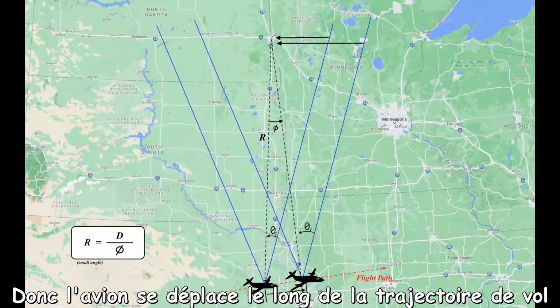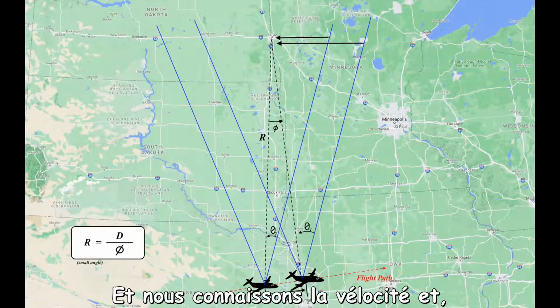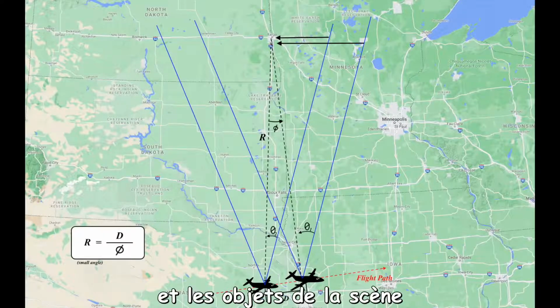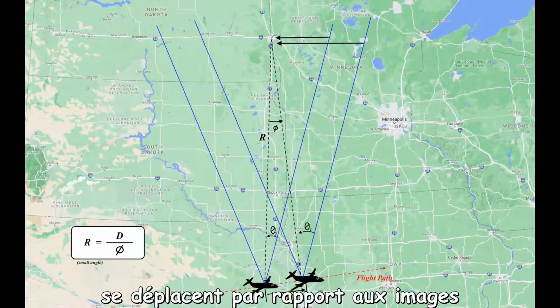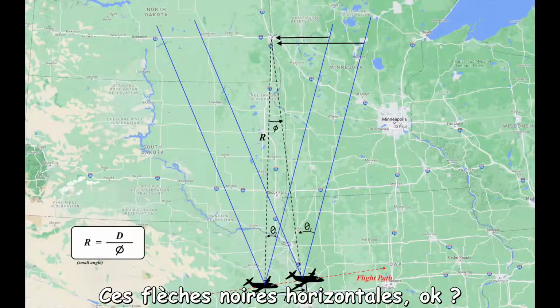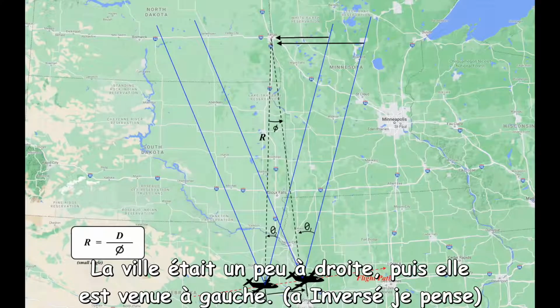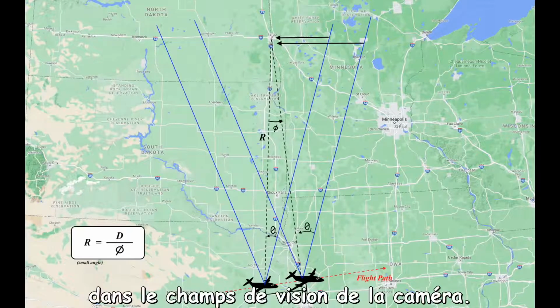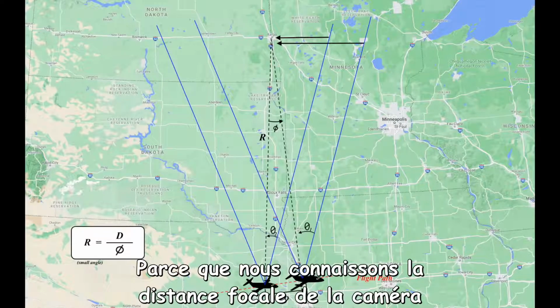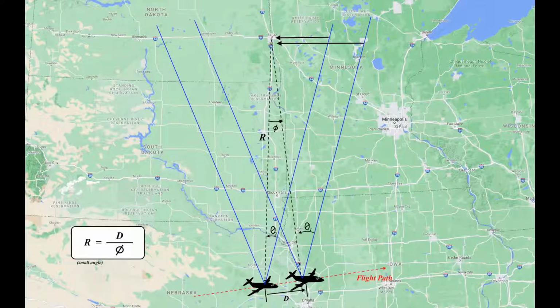So the aircraft is moving along a flight path, and we know the velocity and the time difference between the two images. Objects in the scene move relative to the image. As you can see, Fargo way up there has changed relative location, those horizontal black arrows. It was more to the left, and then it went more to the right in the field of view of the camera. And that motion can be translated to angles, because we know the focal length of the camera, etc.